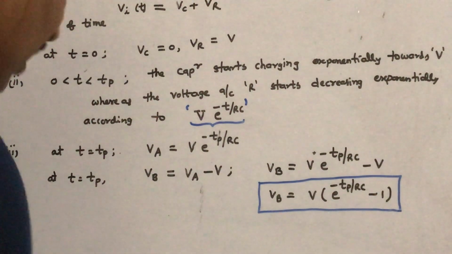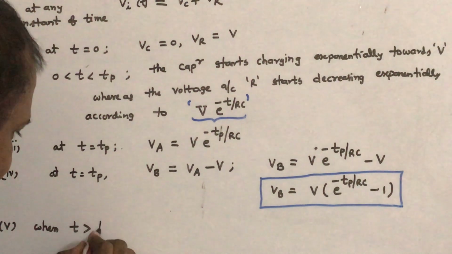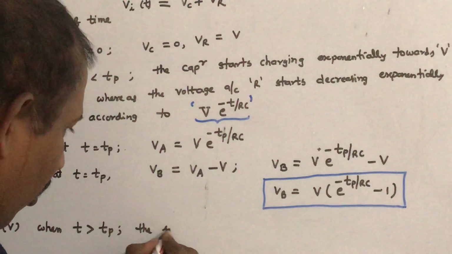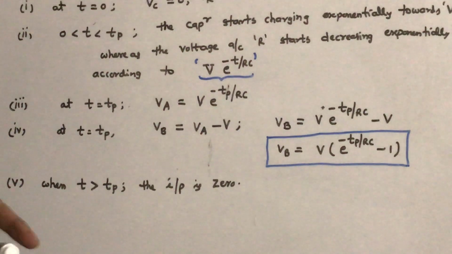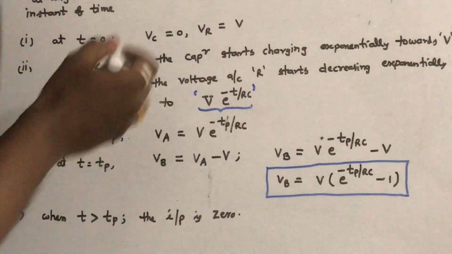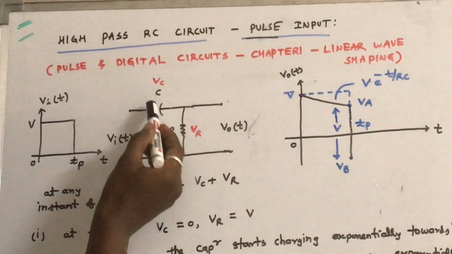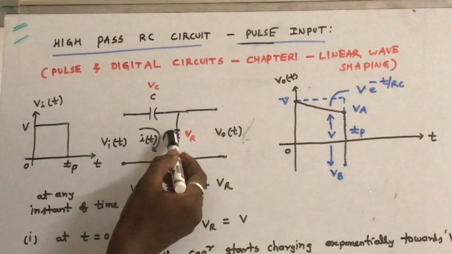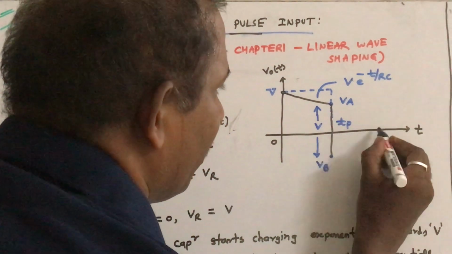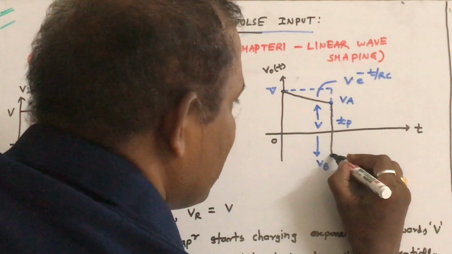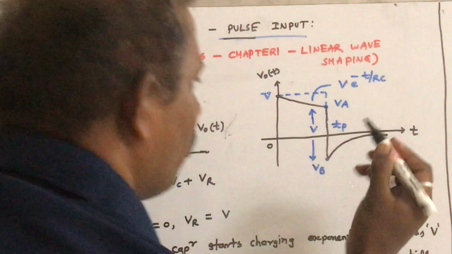So now let us take the last case. When time t is greater than Tp, the input voltage is 0, as you can observe from the input waveform. Since the input voltage is 0, the capacitor will discharge. Since the capacitor has a certain voltage, it will discharge exponentially towards 0. This is represented in the waveform as decreasing exponentially towards 0, which is shown like this.